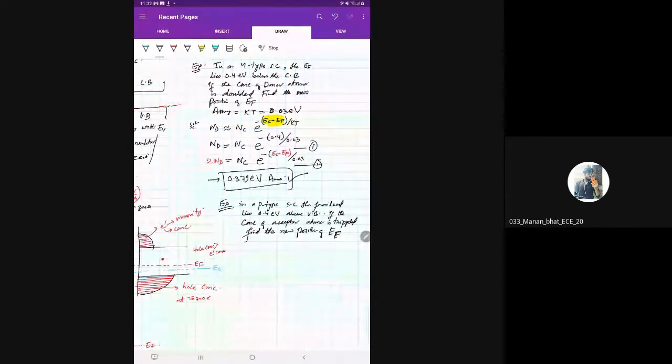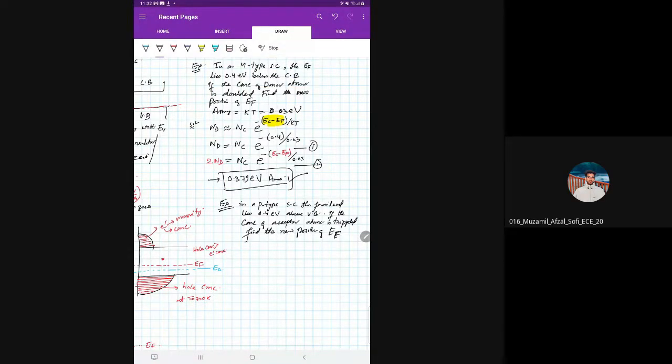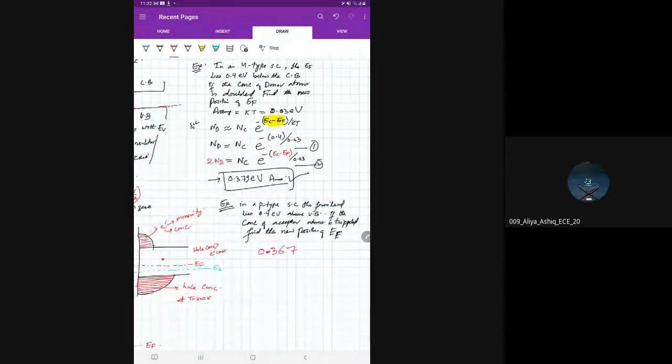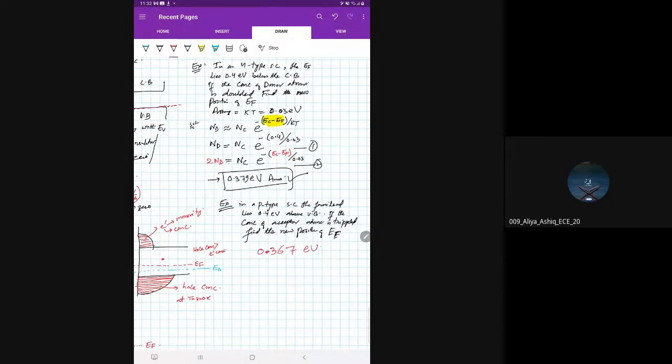Okay. Has anyone solved this? Yes sir. What is the answer? 0.367 electron volt. What is the next answer? Okay, all right. I have calculated probably 0.3714, but I may have taken an approximation. Anyway, sir, so this can be 0.379.